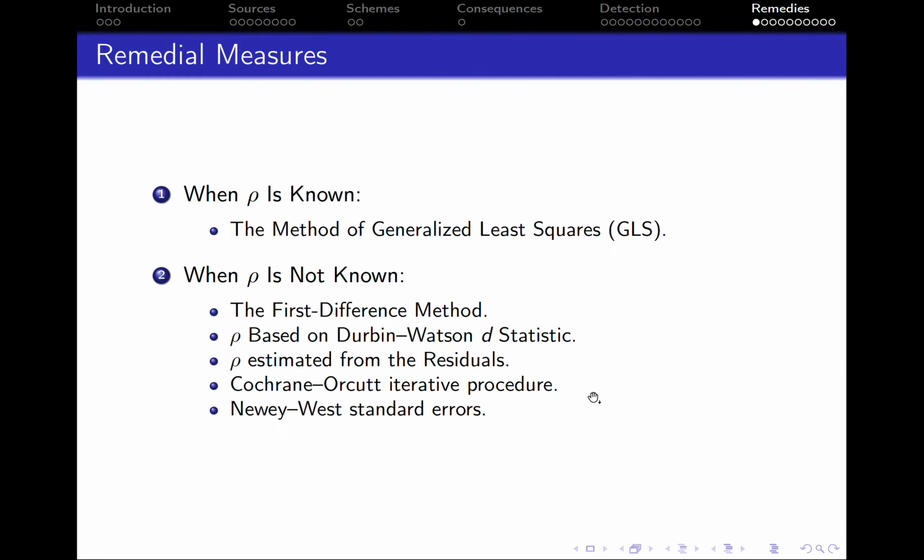After we've detected autocorrelation, we need to know how to deal with it. And we need to consider two cases: when we know the autoregressive coefficient, when rho is known. In this case, we will just apply the method of generalized least squares. However, we almost never know the true rho coefficient. It's never known, therefore we have to use some other methods which are summarized over here. Let's go through those methods one by one.